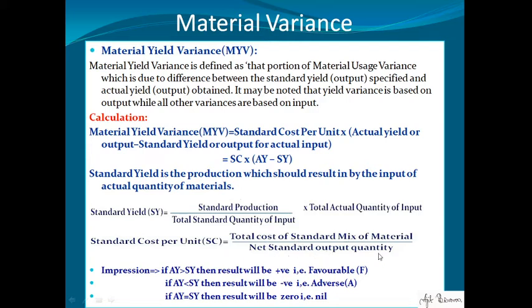If actual yield is greater than standard yield, the result will be positive. If actual yield is less than standard yield, then the result will be adverse, and if both are equal, the result will be 0.